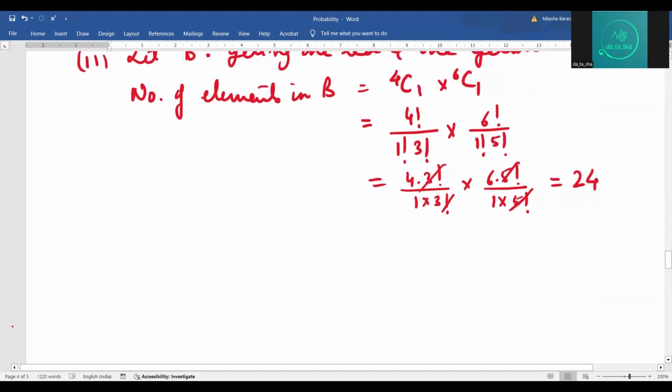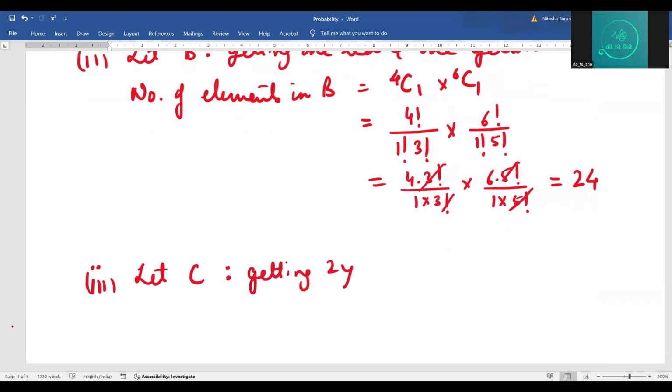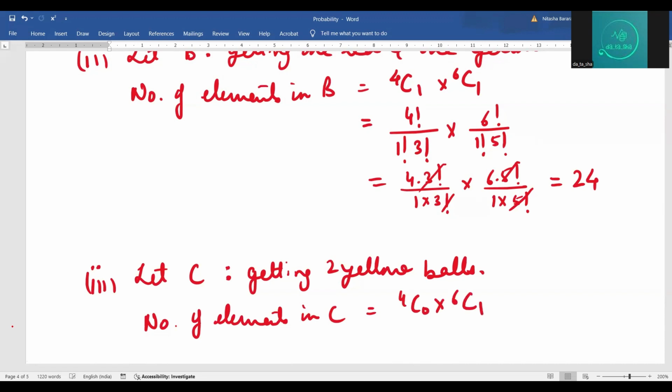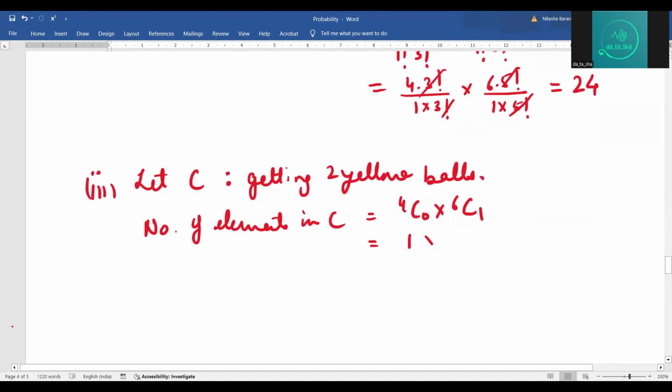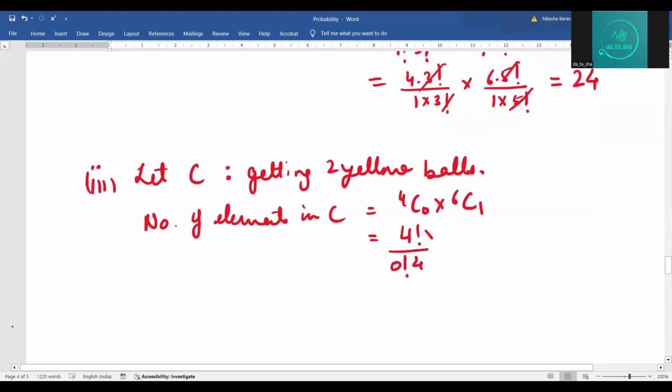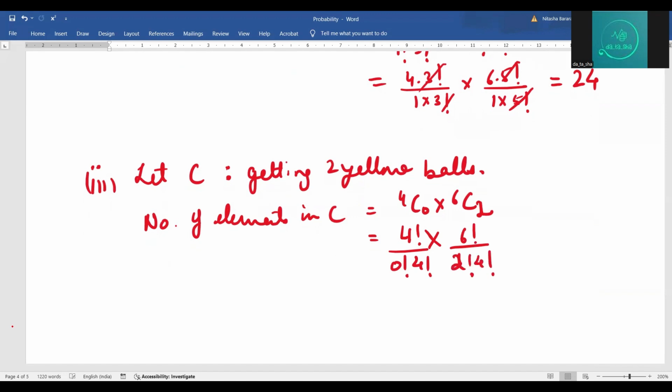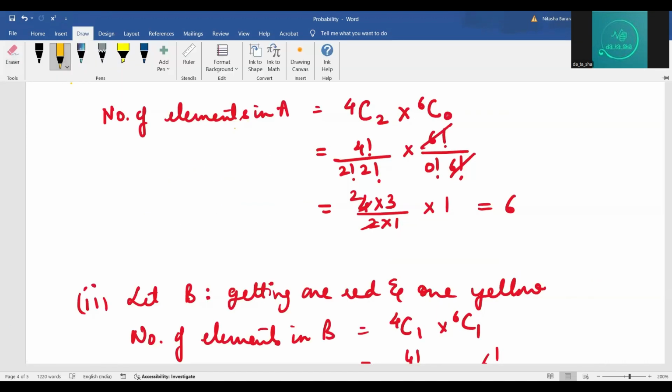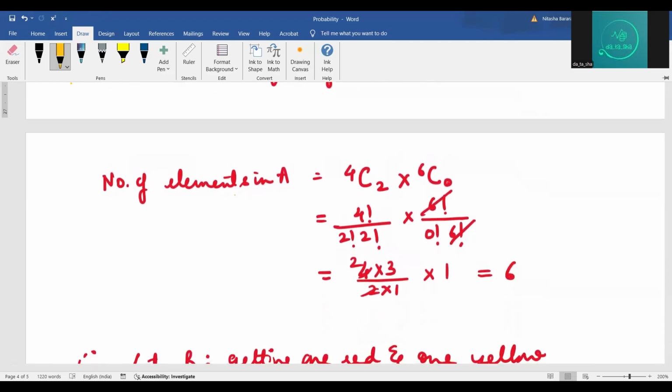And lastly, for C, let C be the event of getting 2 yellow balls. So it would be the same. The number of elements in C would be 4C0 into 6C2. Sorry, this is 2. So this just cancels, it is 1. So that's 15.